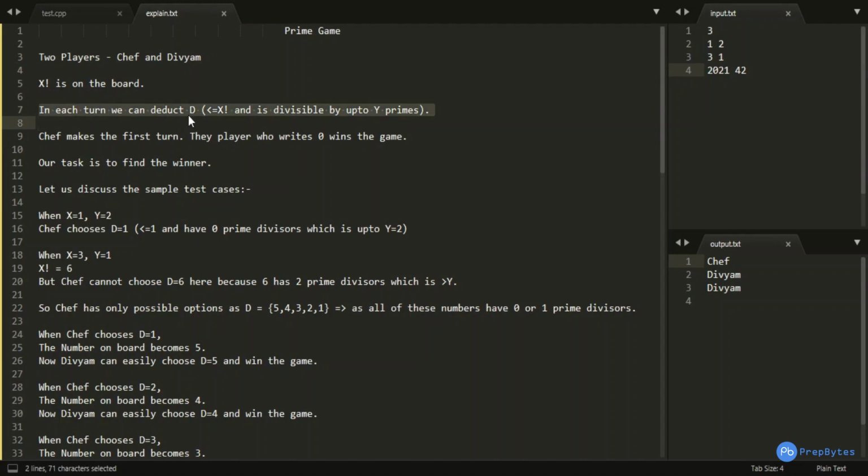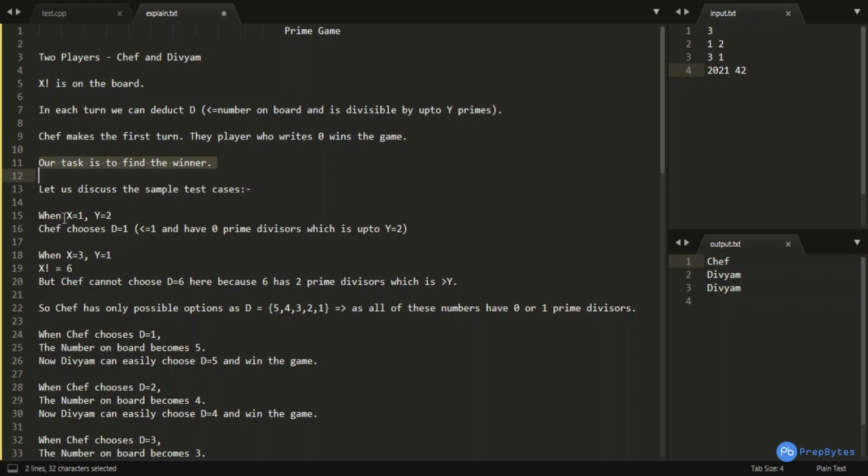In each turn, we can deduct d, which must be less than or equal to the number on the board, initially x factorial, and is divisible by up to y primes. This number d should be divisible by up to y primes. Now Chef makes the first turn and the player who writes 0 wins the game. And our task is to find the winner. Now let us discuss the sample test cases.